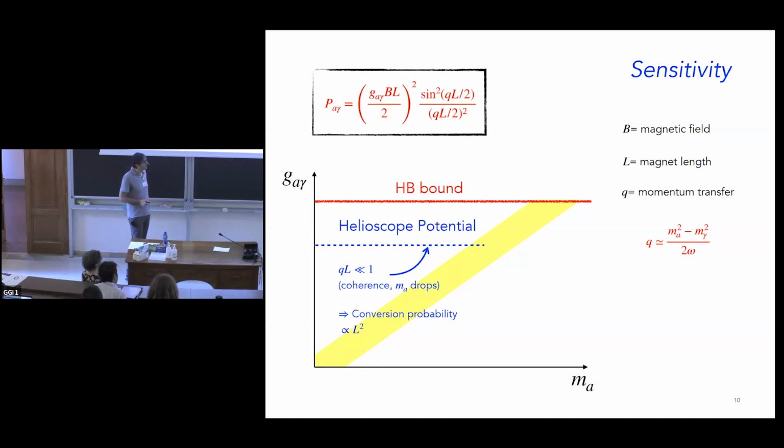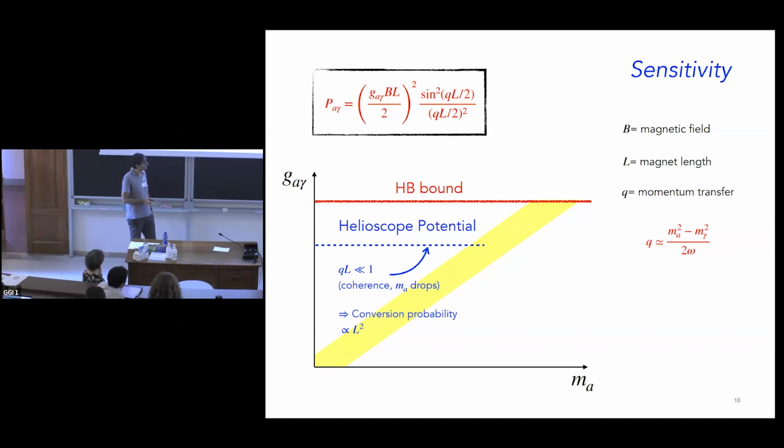This can suppress, and this q is the momentum transfer, which for relativistic axions looks like this. This is the energy of the axion, this is the mass, and this is the effective photon mass if there is a plasma. Obviously when qL is very small, this goes to 1, so you have a probability that does not depend on the mass. And so you expect for small masses, here we plot the mass, this sensitivity to be flat, mass independent. Here I'm plotting the coupling to photons. And then at one point, for sufficiently large mass, this q becomes large.